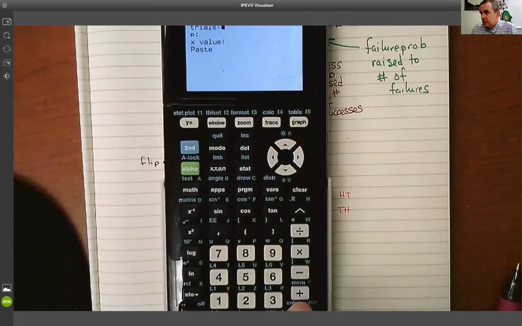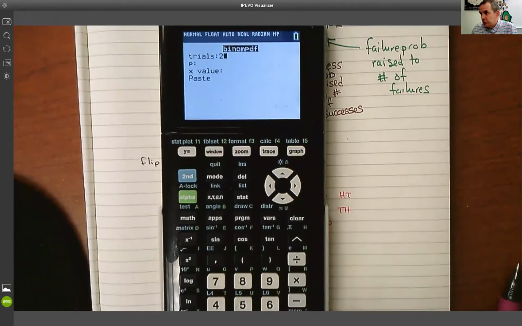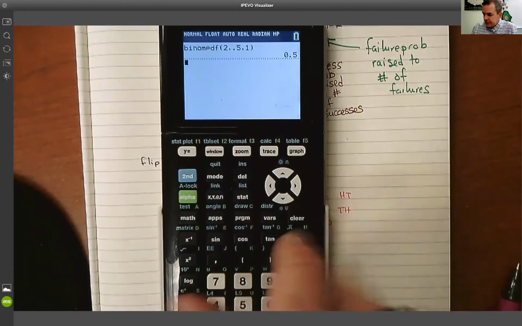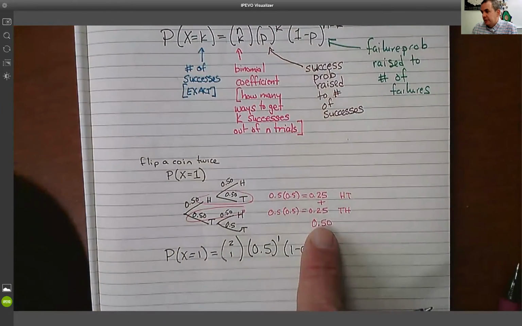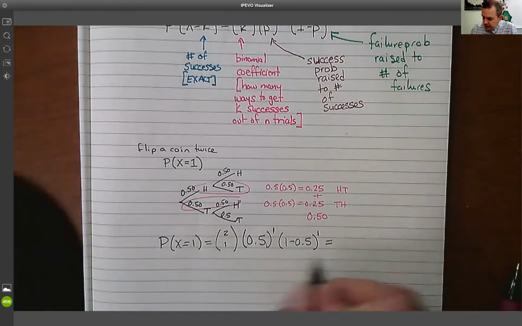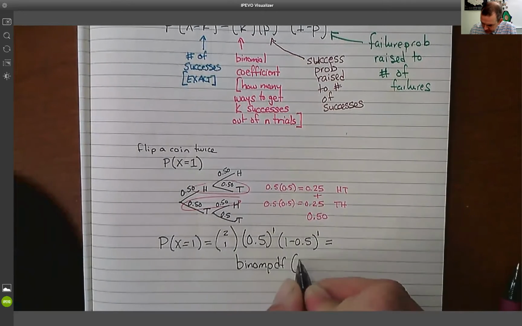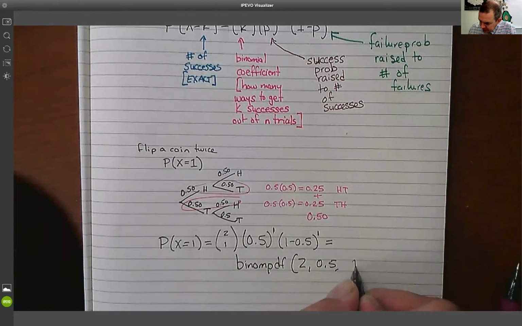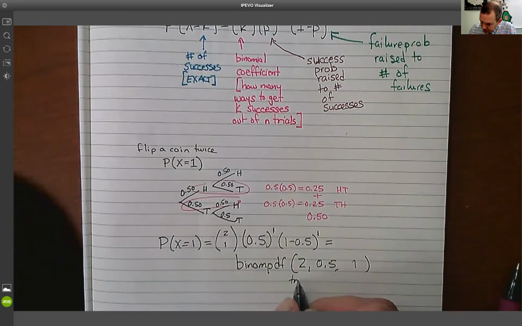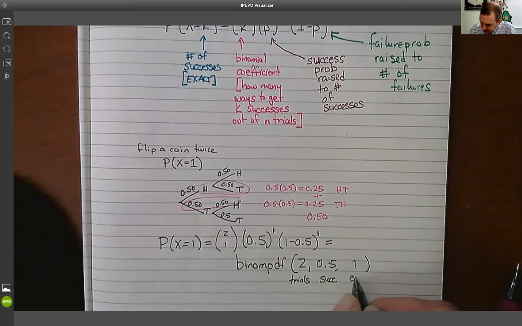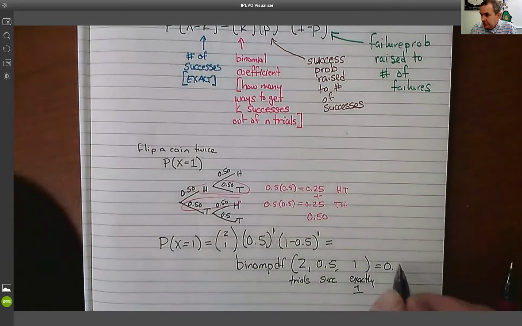That's what we want. So now it's saying the number of trials, two trials. The probability of success is 0.5, and we want exactly 1. When we hit enter, it gives me that same 0.5. So this is equal to, in the calculator, binomial PDF, and it's going to be 2, 0.5, and 1. This is my number of trials, this is my success probability, and this is exactly 1. And when I do that in the calculator, I get my 0.5.